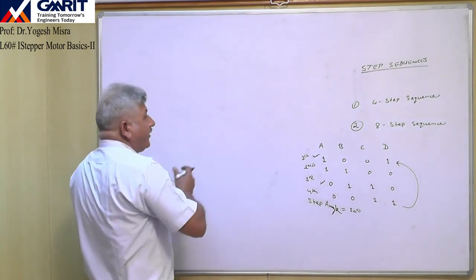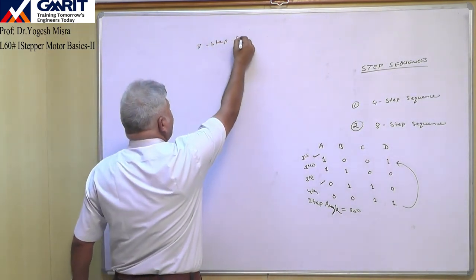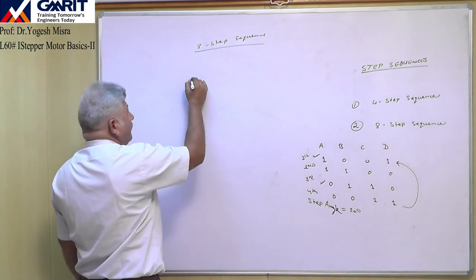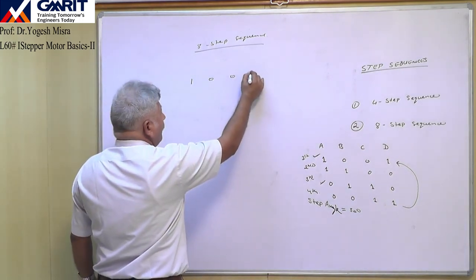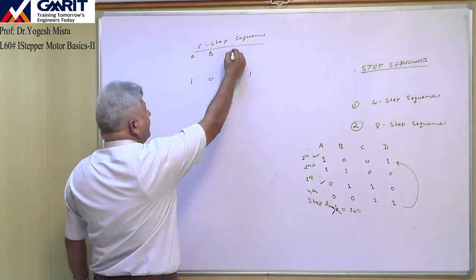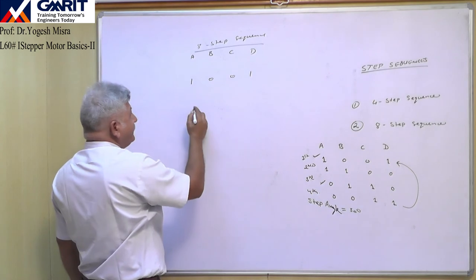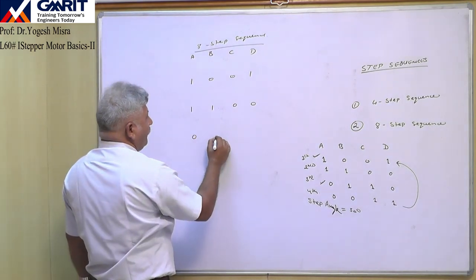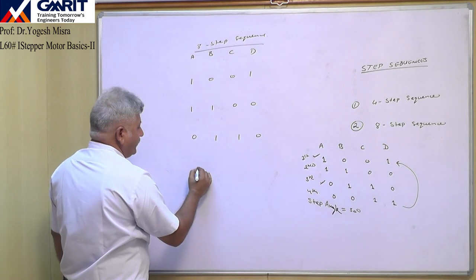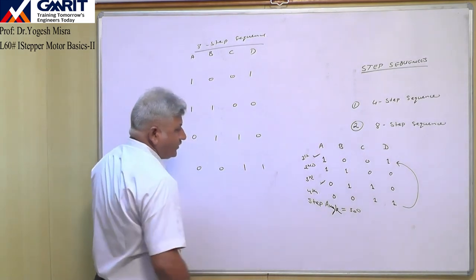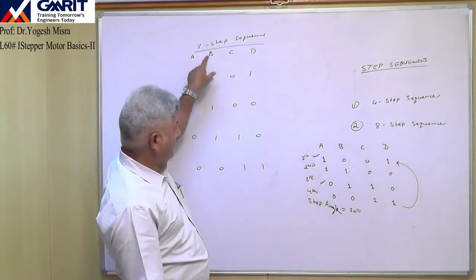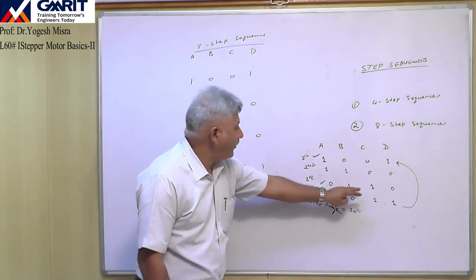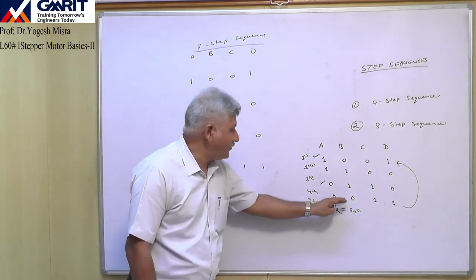So the 8-step sequence: first you write the sequence of 4 steps as it is: 1 0 0 1, here A, B, C, D. Then 1, 1, 0, 0. Then 0, 1, 1, 0. And 0, 0, 1, 1. These are four steps. Sorry, 1, 0, 0, 1. Then 1, 1, 0, 0, second step. 0 1 1 0, third step, and fourth step 0 0 1 1.